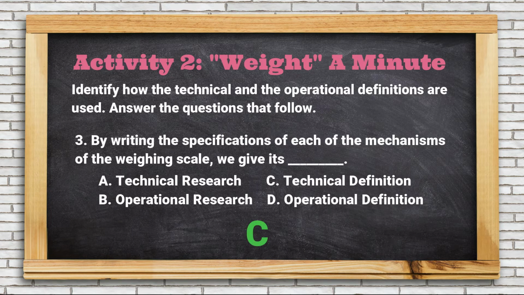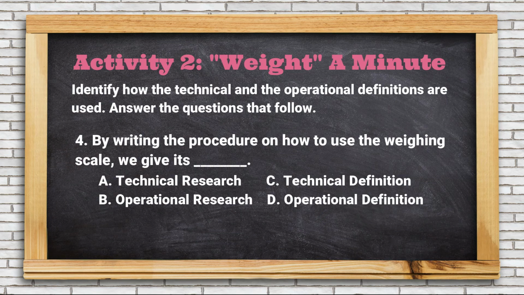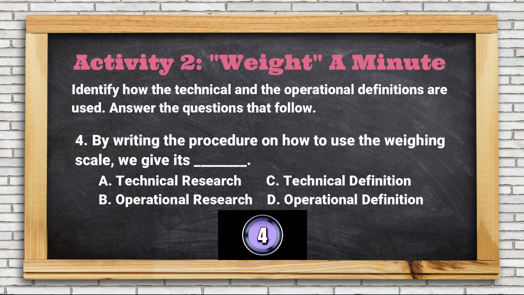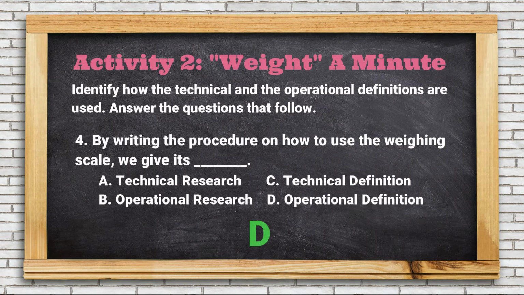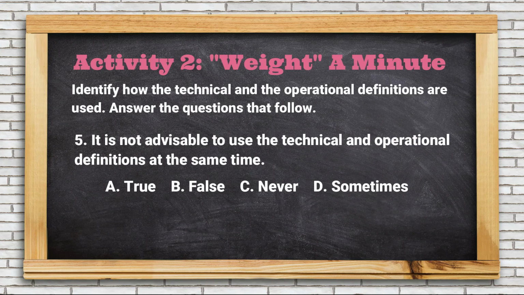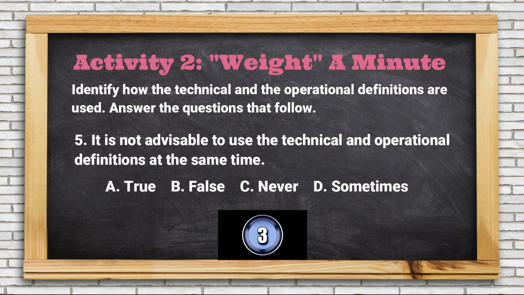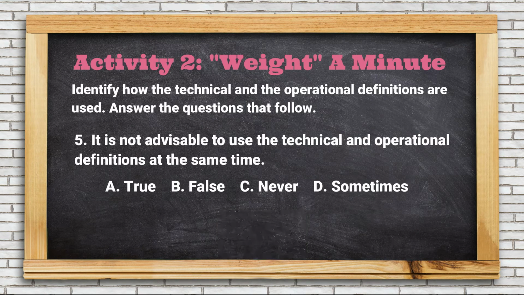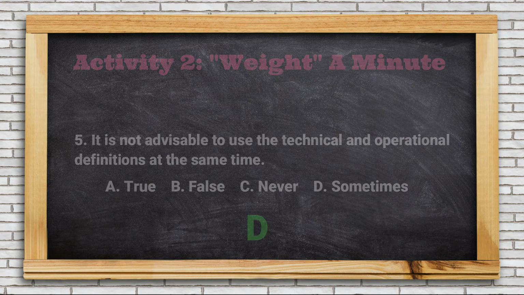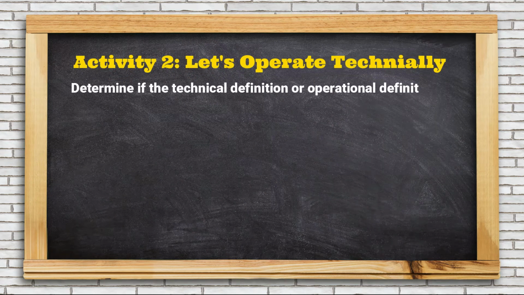C, technical definition. Number 4, by writing the procedure on how to use the weighing scale, we give its D, operational definition. And number 5, it is not advisable to use the technical and operational definitions at the same time. D, sometimes.